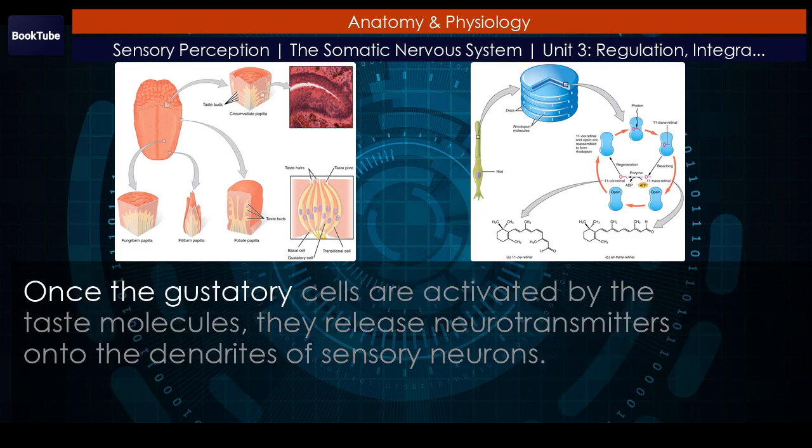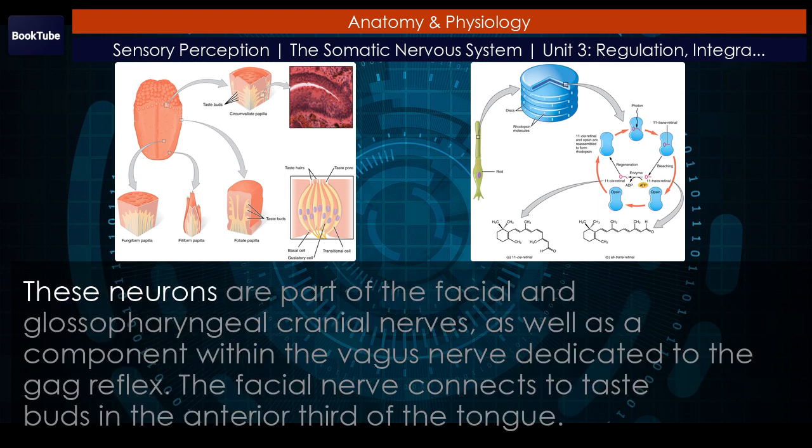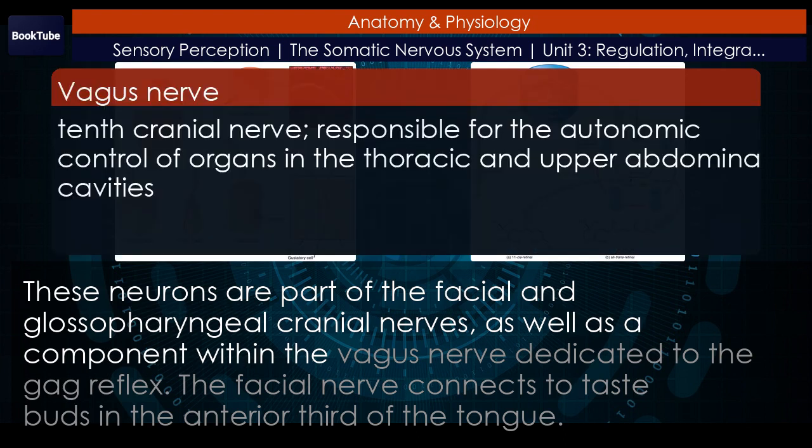Once the gustatory cells are activated by the taste molecules, they release neurotransmitters onto the dendrites of sensory neurons. These neurons are part of the facial and glossopharyngeal cranial nerves, as well as a component within the vagus nerve dedicated to the gag reflex.